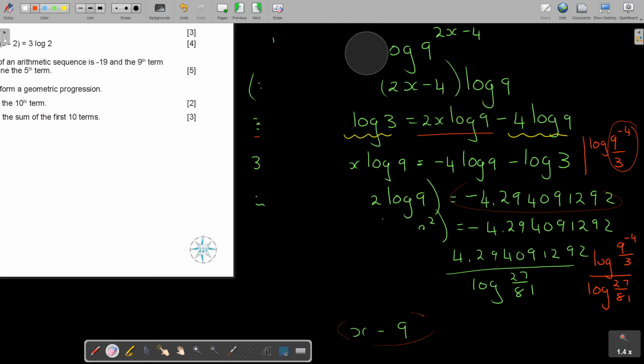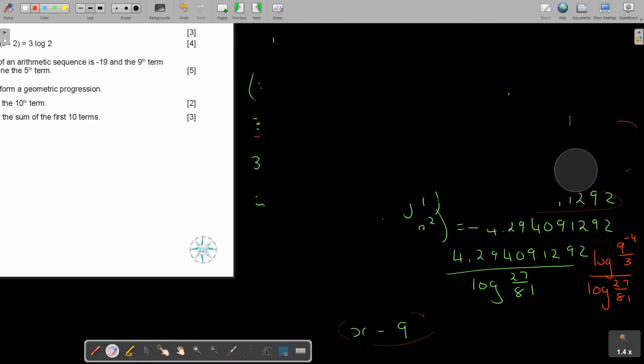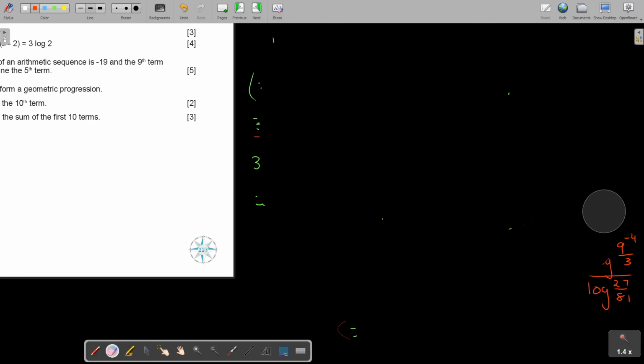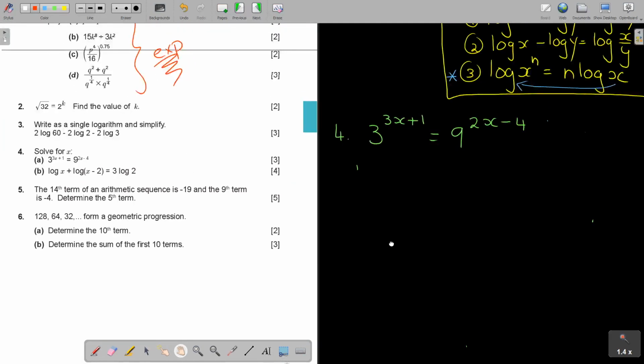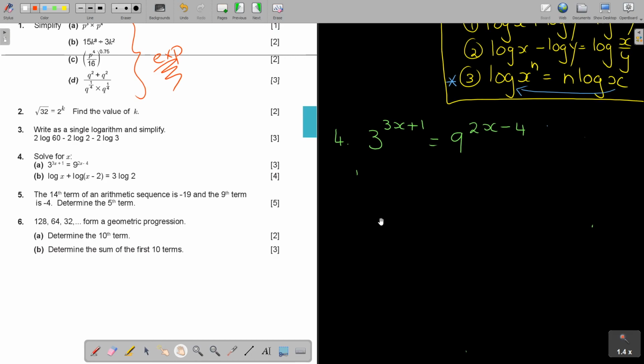This method is too long, and on ordinary level, I think it's best to do the other method, not this long one. You can do it there. And I'll show you now. I'm going to come back to this one.